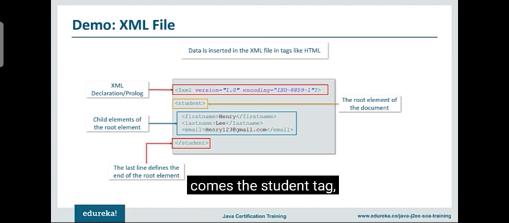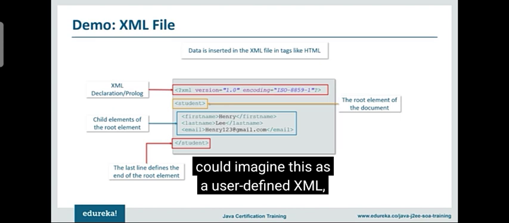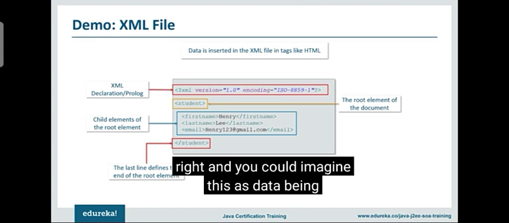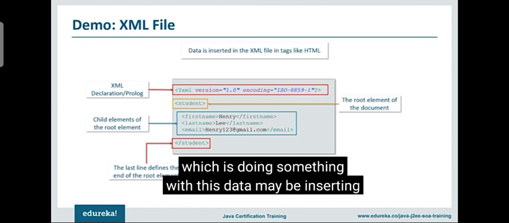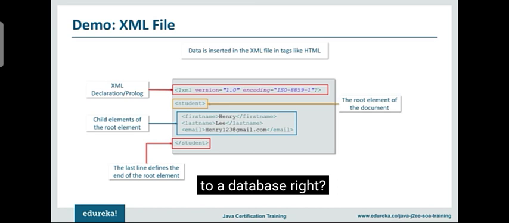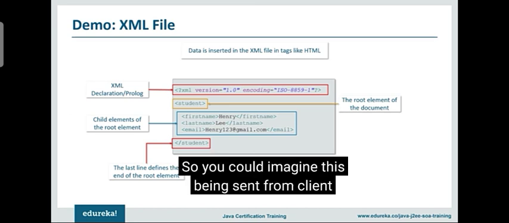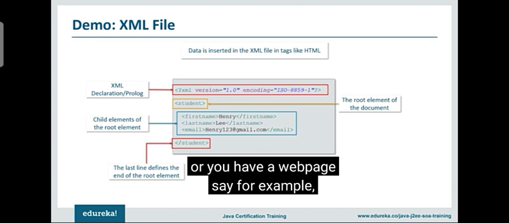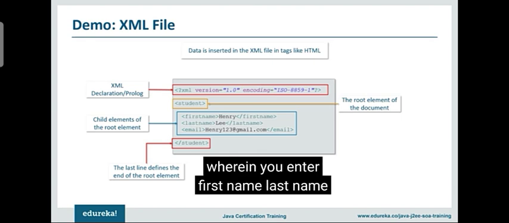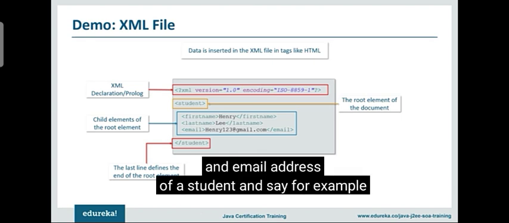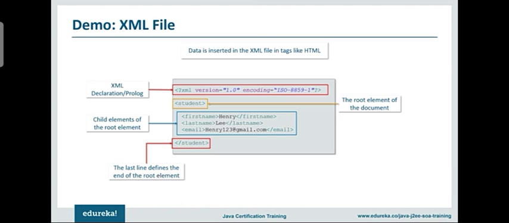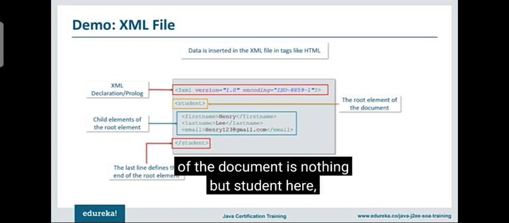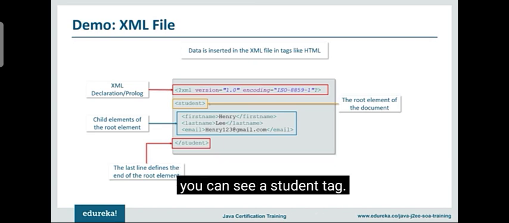Then comes the student tag, which is user defined. You could imagine this as data being sent to a service which is doing something with it, maybe inserting it into a database. You could imagine this being sent from a client, or you have a web page wherein you enter the first name, last name, and email address of a student, and that comes to a server and is loaded into your database. The root element of the document is student here. You can see a student tag, and as you can see here, it's an element.